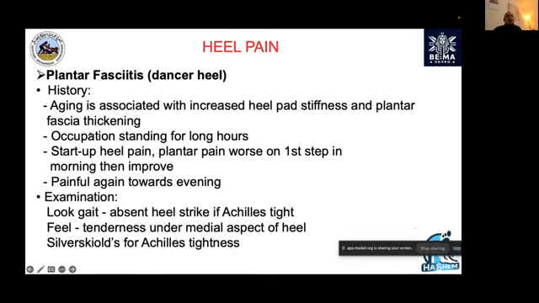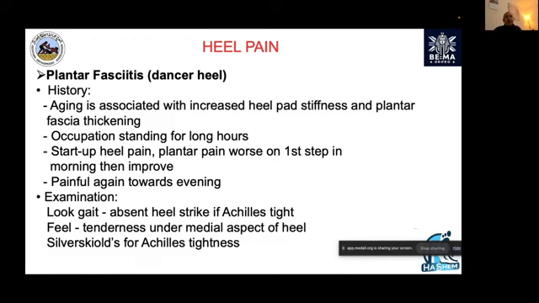The common occupation is patients who are standing for long hours: people working in airports, teachers, cashiers, people who are on their feet all day. It is commonly a start-up heel pain, and you remember that very common complaint: the first few steps in the morning are very, very difficult, and once I start walking, it's okay.